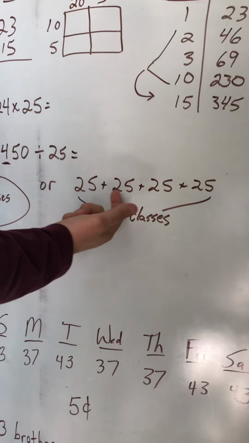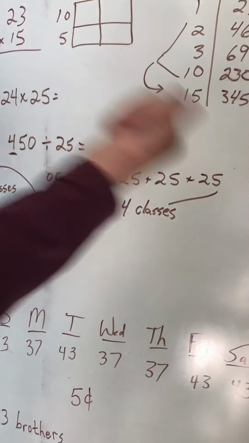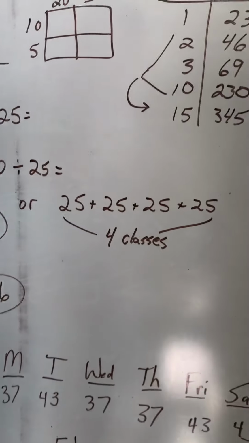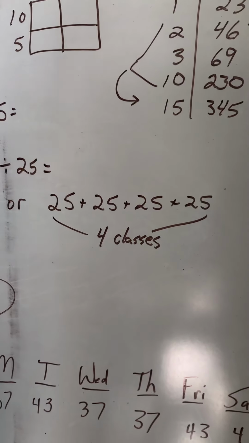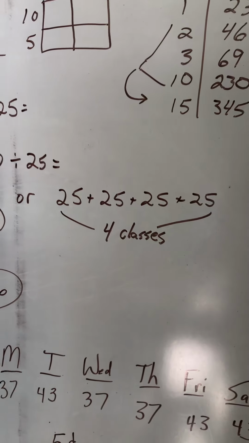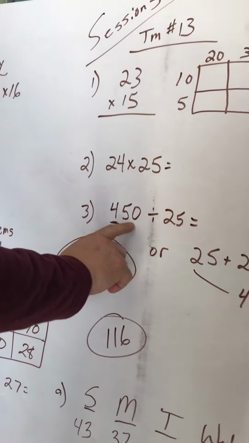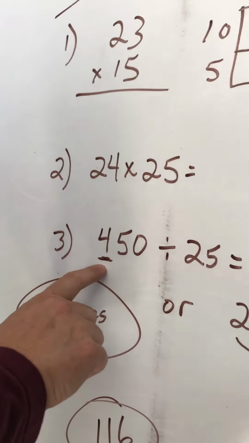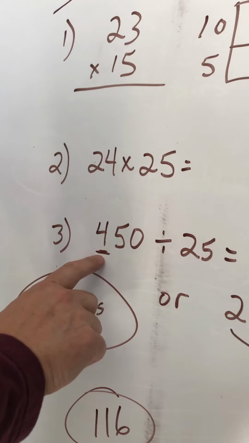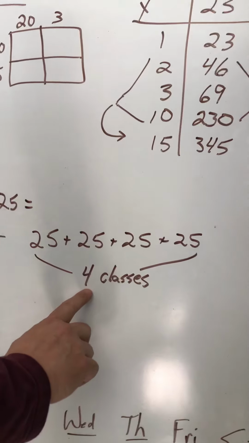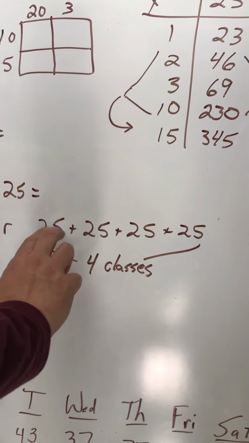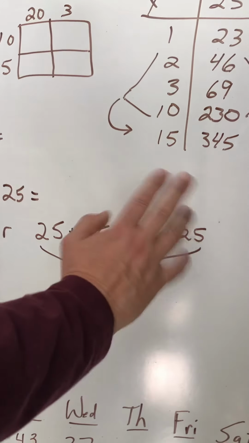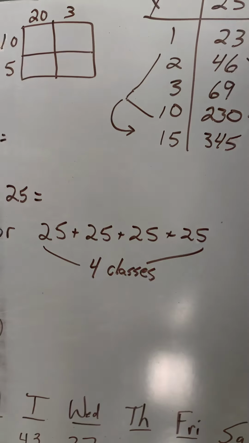So here's a class, here's a class, here's a class, here's a class. That's 4 classes, and that's 100, okay? Well, over here in our number, we have 4, besides the 50, forget about the 50 for now, but we have 400 kids in the hundreds column here, 400, okay? And every 4 classes are 25, 25, 25, 25. You get 4 classes in every 100.